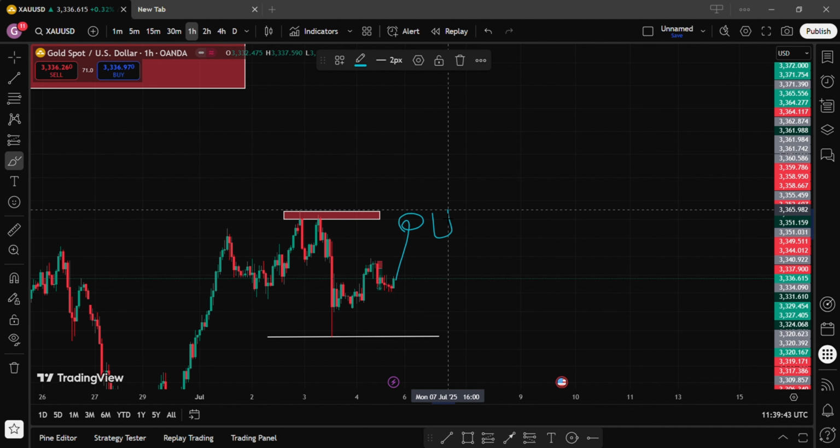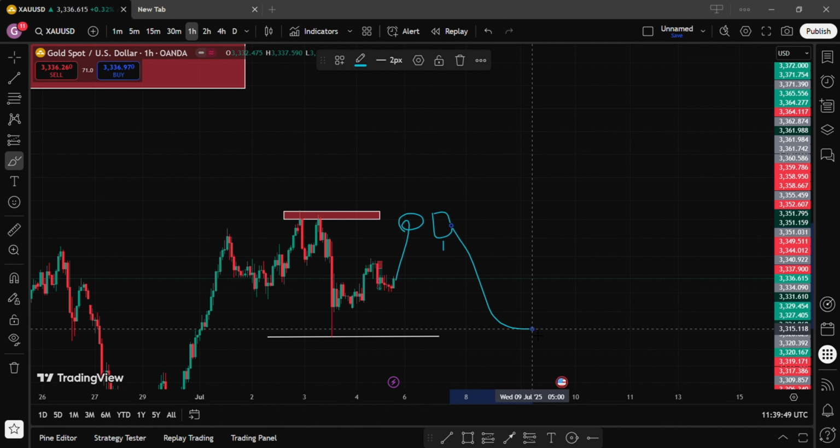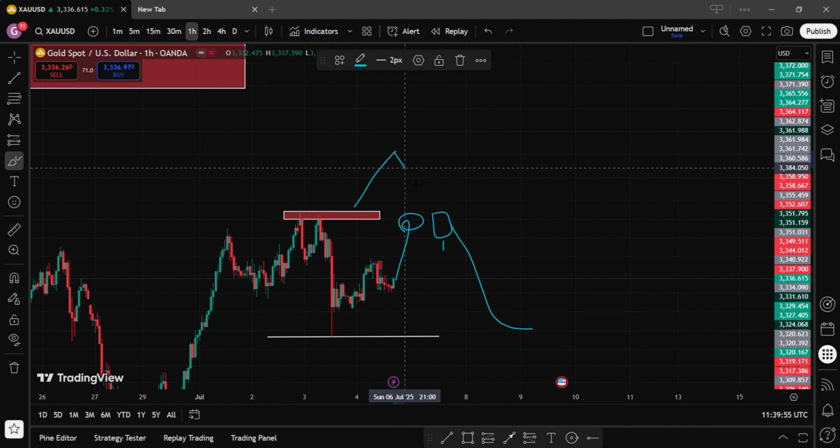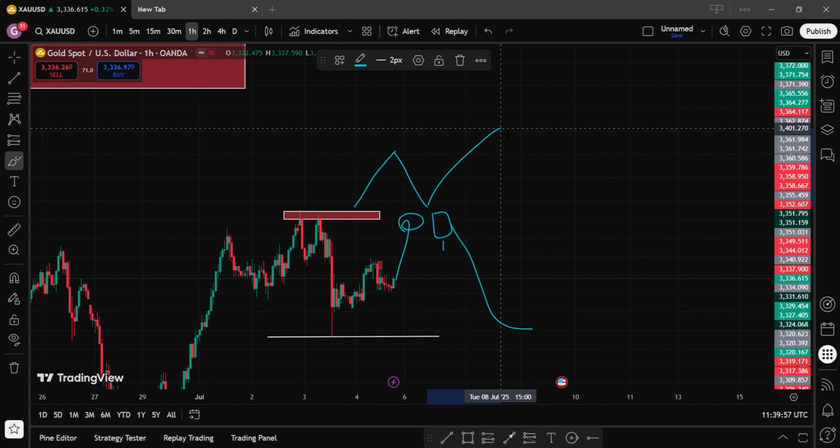But if it breaks above this level, then this zone becomes invalid and we can look for a buying on retest. So if it goes here and it breaks this zone, then on retest, when it comes back, we can plan a long in gold over here.